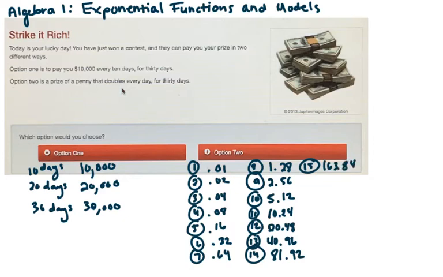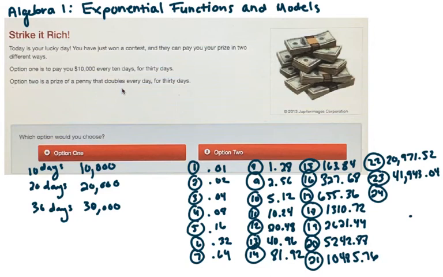All right, I'm going to speed this up for us. I'm going to stop here. I stopped at day 23. So already by day 23, I have $41,943, which is more than if I had taken 10,000 every 10 days. And so you can see that taking a penny and then doubling it every day would actually give us more money than if we had taken the $10,000 every 10 days.